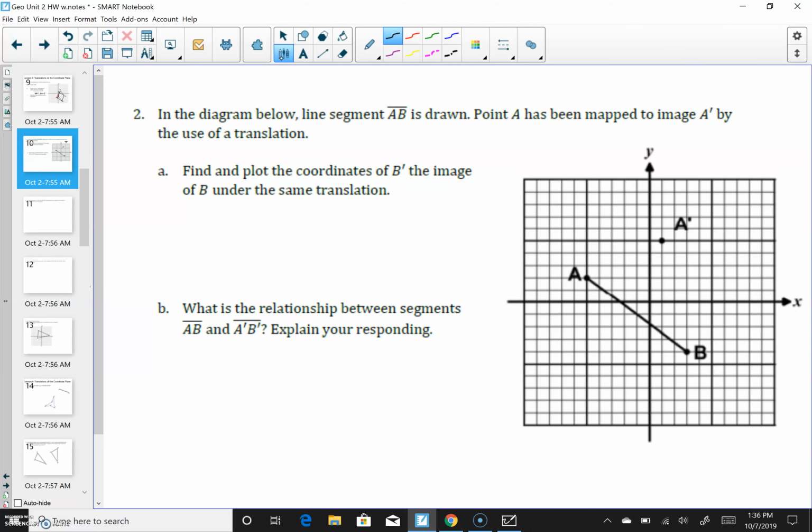For our second question, we have a line segment, AB, and A has been translated to form A prime, and we want to do the same thing to B. So first we need to find the slope between A and A prime. So it's up 3 and over 1, 2, 3, 4, 5, 6. So we need to do the same to B then. We have to go up 3 and over 6. And there's going to be B prime.